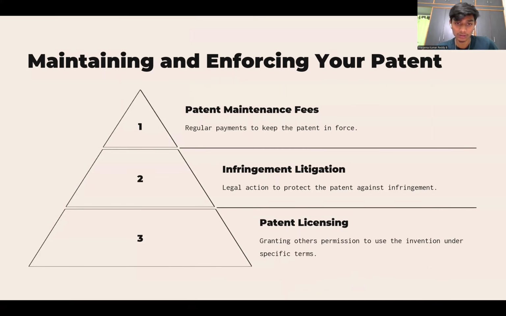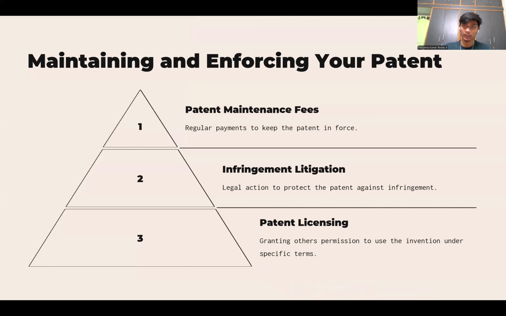And in patent licensing, granting others permission to use the invention under specific terms. In patent licensing, if there is a product that has a patent, the owner can give another person permission to use their innovation under specific terms.